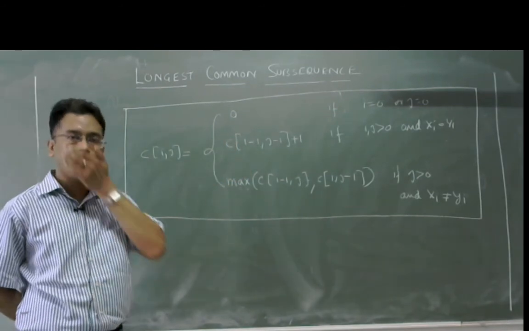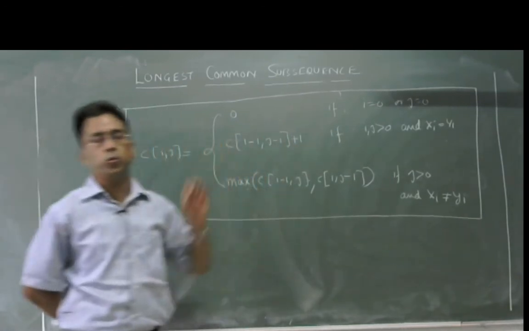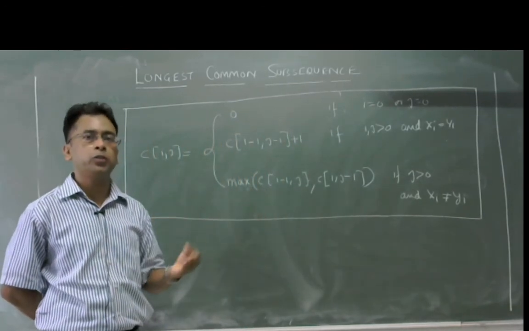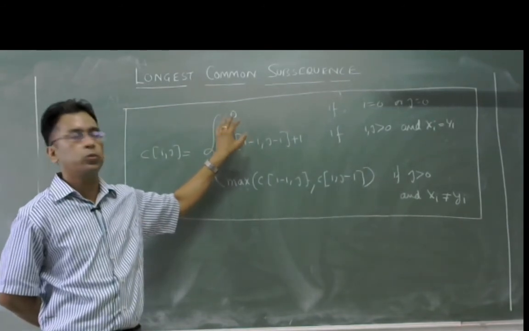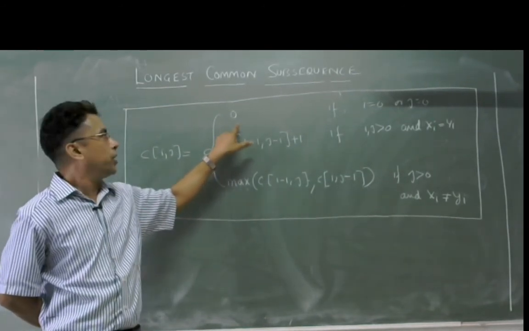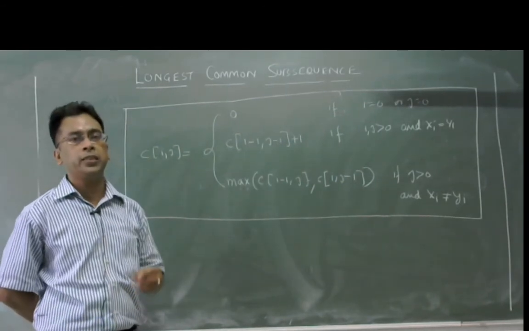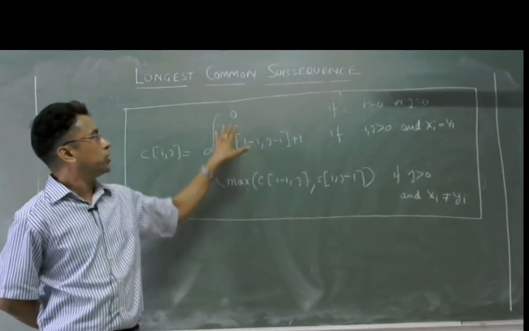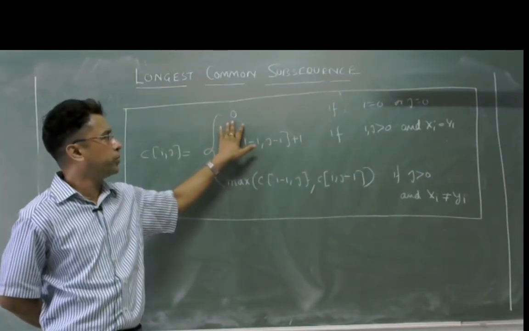Here, when i is equal to 0 or j is equal to 0, meaning in the first row and first column, you shall place 0. In the first lines, when i is equal to 0 or j is equal to 0, then C[i, j] is equal to 0. The matrix positions for the first column and first row will be 0.